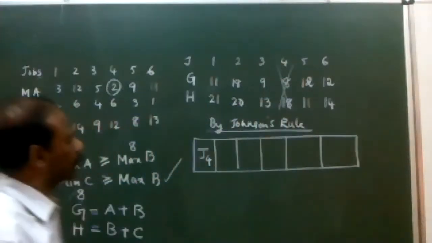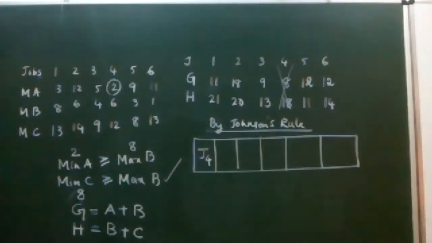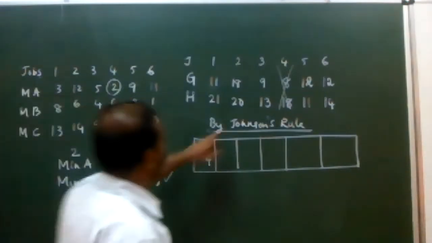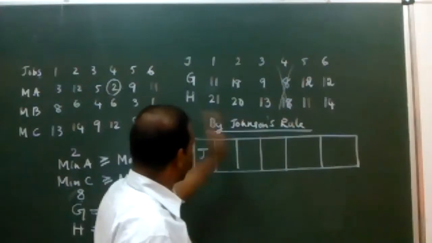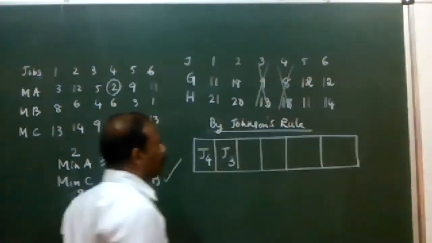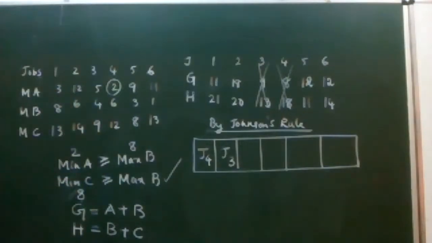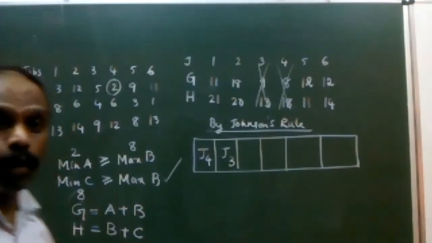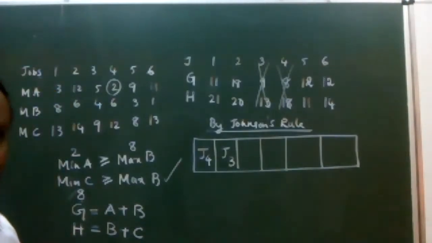Now in the remaining values, can you please tell me which is the next lowest value? 9. Okay, 9 is the lowest value. Again, 9 you can find on machine G. Therefore, again from the left side. So this becomes J3. So this is also gone. Okay. Next, which is the next lowest value? 11. But you can see that 11 is repeated twice. Fortunately, both the values happen to be on different machines. I think I've told you yesterday very clearly, if the lowest processing time happens to be on the same machine, then I'm supposed to compare their corresponding values.